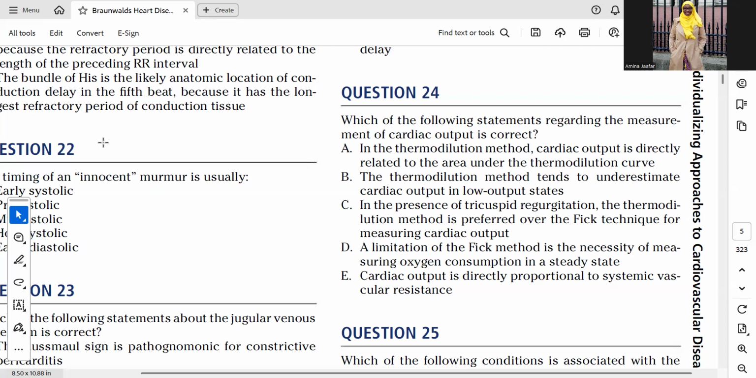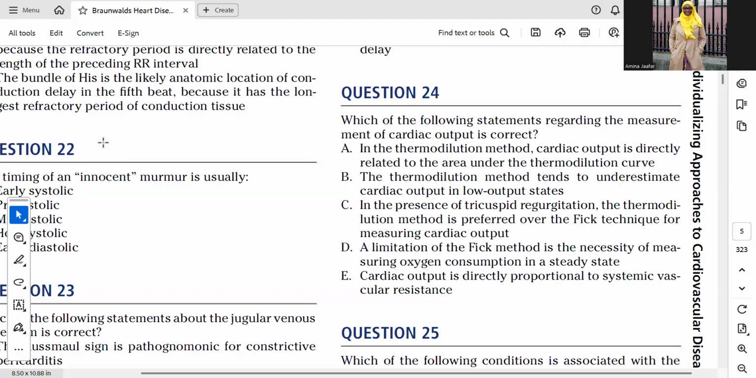The drawback of this method is that one needs to measure oxygen consumption in the body at a steady state, because the whole cardiac output depends on the oxygen consumption. So this is the drawback of the Fick method. Then the thermodilution method, in this case, is a technique that uses temperature.